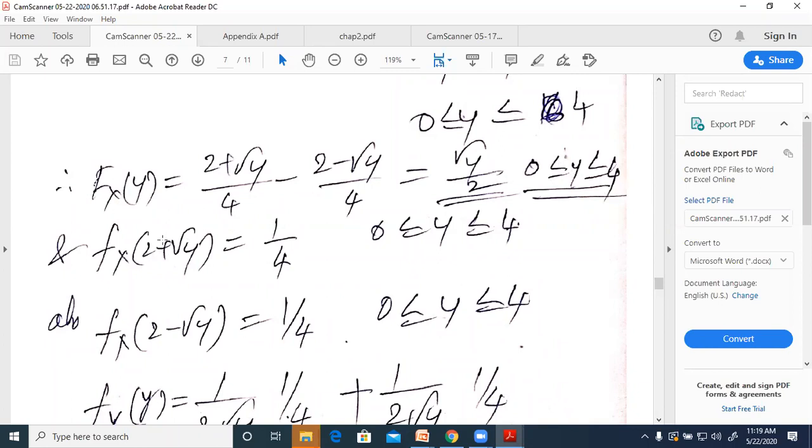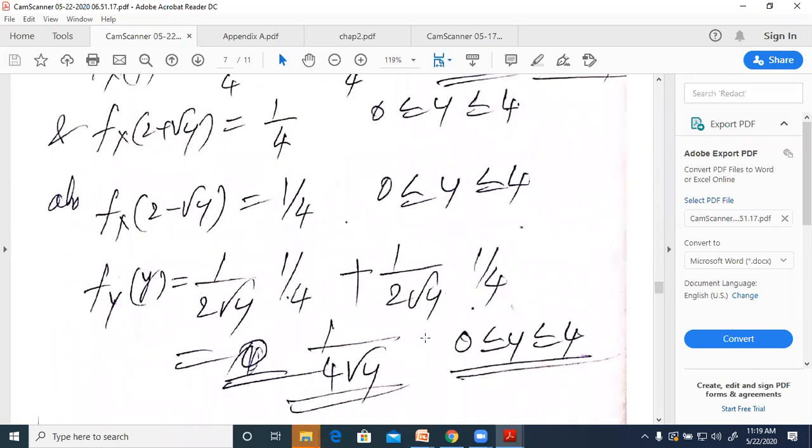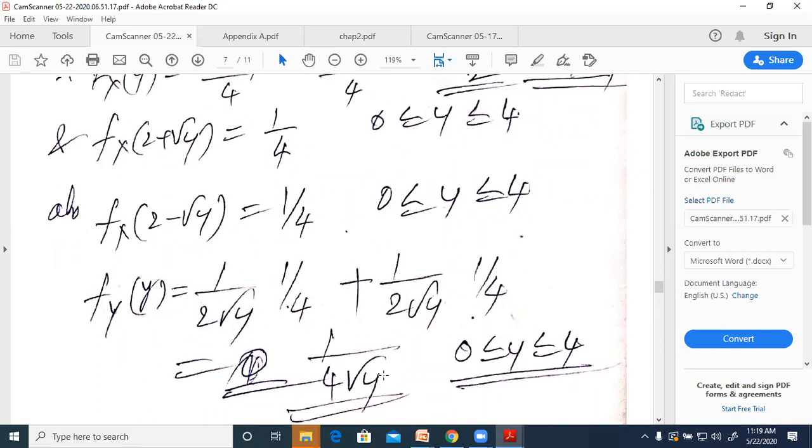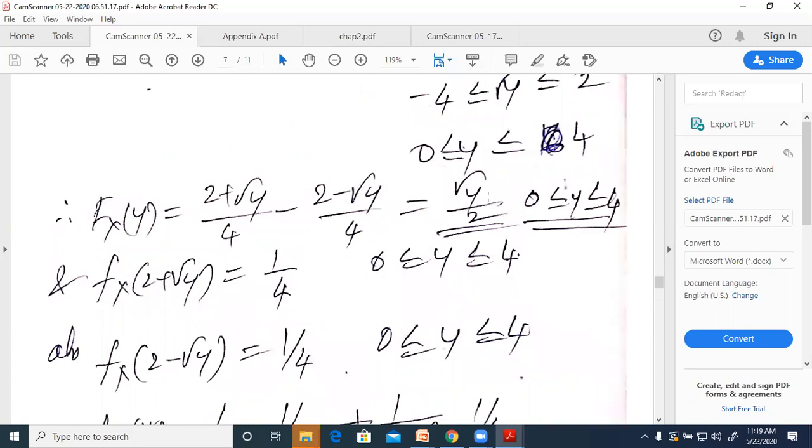Now, if you want f_X of 2 plus root y, then that will be 1 by 4, 0 less than y less than 4, and you'll get for f_X of 2 minus root of y 1 by 4, 0 less than y less than 4 again, and you can try to find that totally, and then try to solve it. Then that will give us 1 by 4 root y. This is one way of doing it. Otherwise, you can just differentiate this.